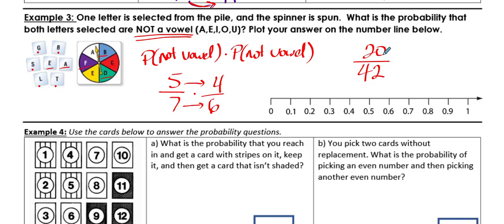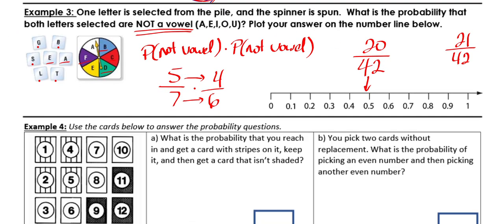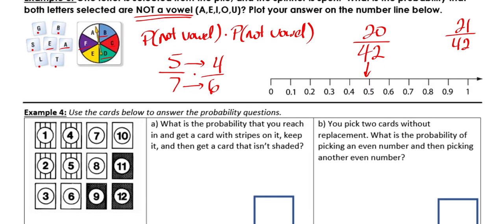So you could just divide that and figure that out as a decimal, but I'm just going to estimate 20 out of 42, well, 21 out of 42. That's exactly half. So I know that would be at 0.5. That's just a little bit less. So 20 out of 42 is just to the left of 0.5 there. Again, if you want to simplify that, you could. 10 out of 21 is the exact same thing, just a little bit less than half.